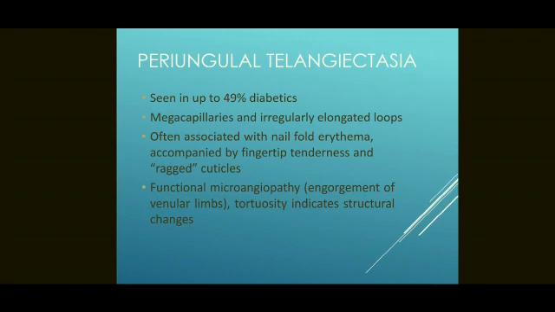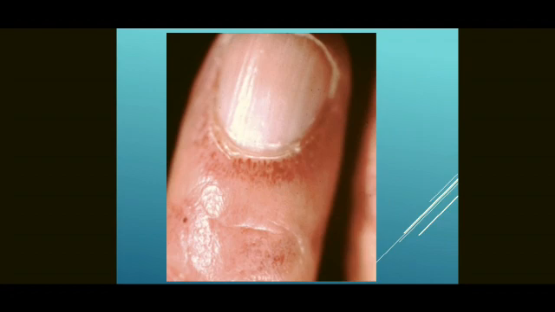Perungual telangiectasia is seen in 49% of diabetics. It is nothing but megacapillaries and irregularly elongated loops of capillaries. It's often associated with nail fold erythema accompanied by fingertip tenderness and ragged cuticles. It's also due to functional microangiopathy. Tortuosity indicates structural changes in the vessels. This is the picture where you can see perungual telangiectasia.